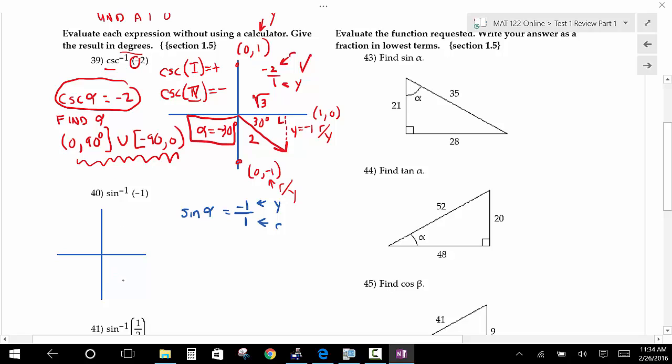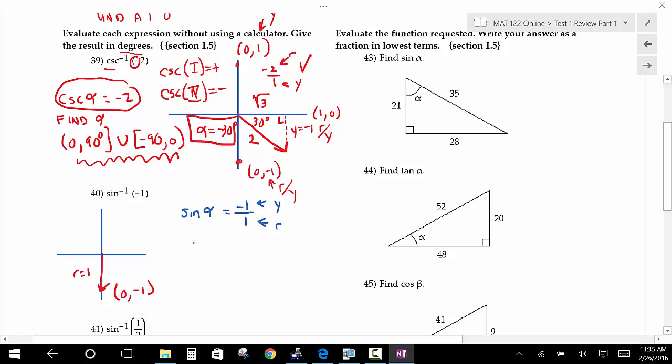So the only place on a unit circle where y becomes negative 1 is down at this point right here. Okay, that's the only possible place where this could happen, because you have a radius that's going to be equal to 1. If that's the case, then the y value has to be the same. So that's what you're looking at, is this.